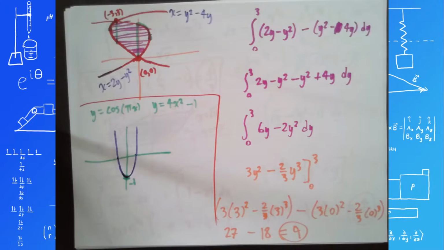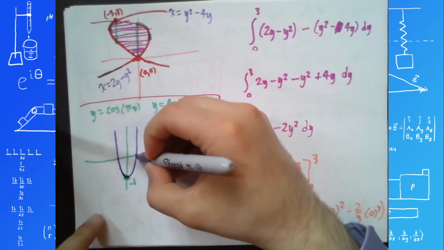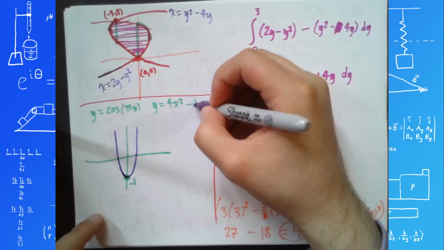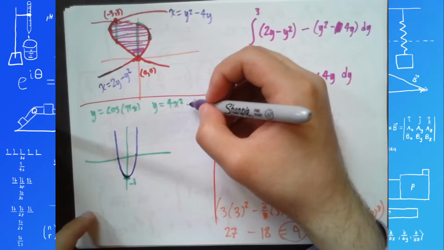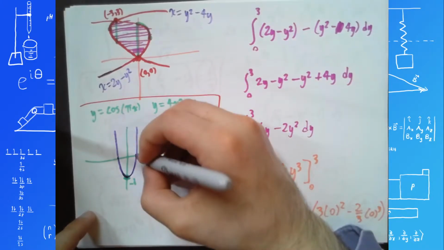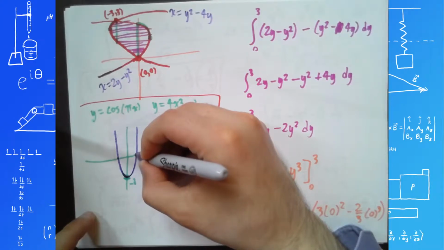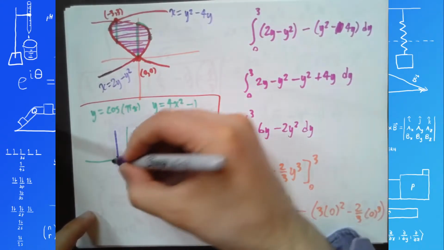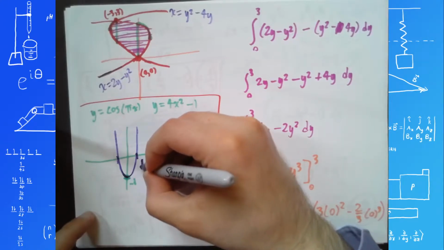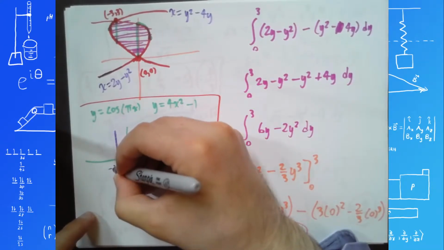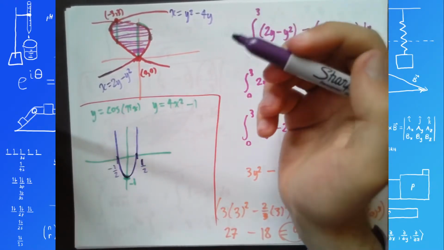What about cosine of pi x? Oh, well, I guess it's not too hard to get those intersection points after all. 4x squared minus 1, set it equal to 0. We get 1 equals 4x squared, which gives us 1/4 equals x squared, so x is plus or minus 1/2. Don't know if these will be relevant points, but there they are just in case.